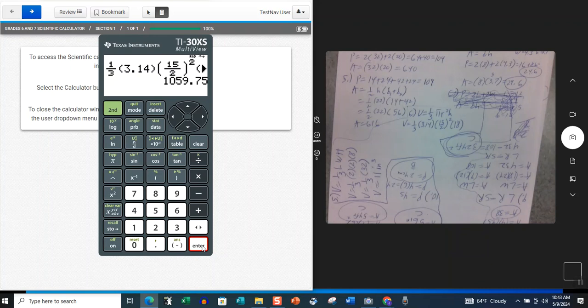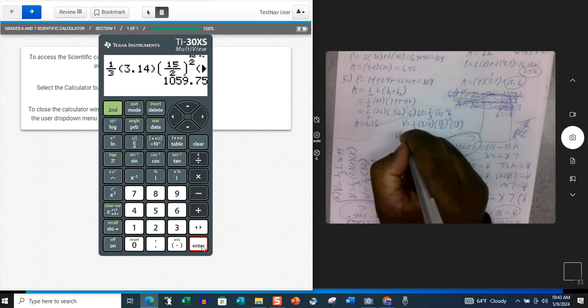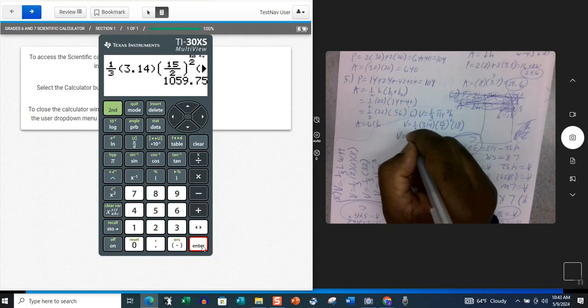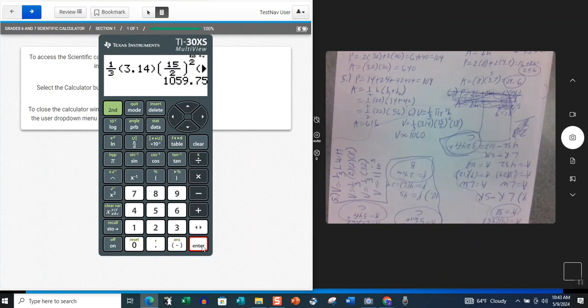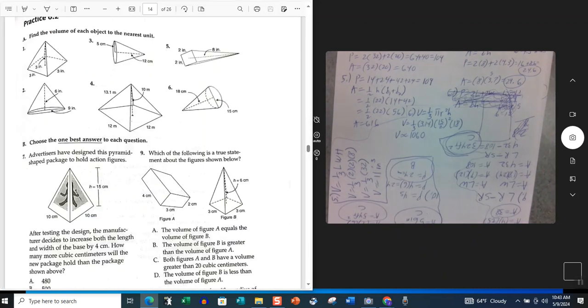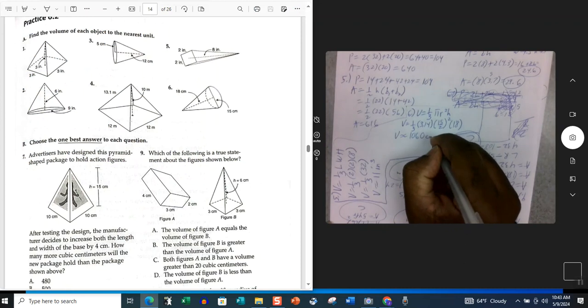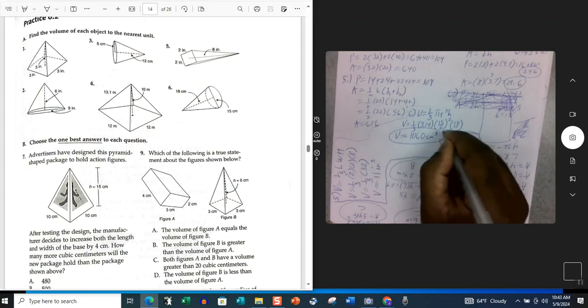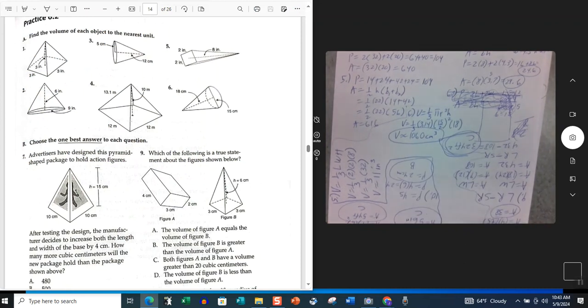So now we round to the nearest whole number. Your volume is approximately 1,060. And now we need to see the units. The units are centimeters, so it's cubic centimeters. So that is your final answer.